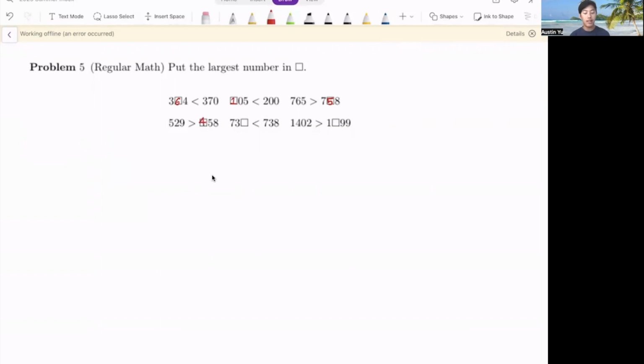730 something is less than 738. We can just do 7. That would still satisfy. And then the last one, 1,402, is less than 1,000 something 99. For this question, the only possible solution would just be 3. Otherwise, 1,499 is so much greater than 1,402. And that's how you do problem 5.